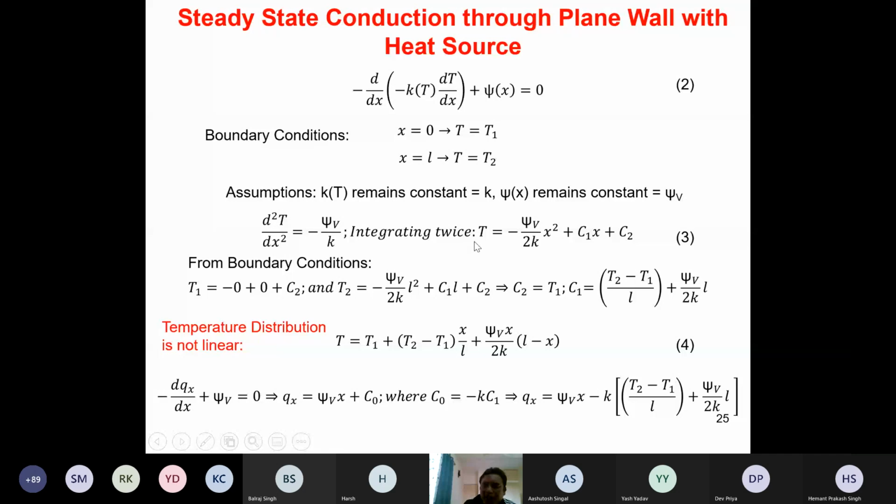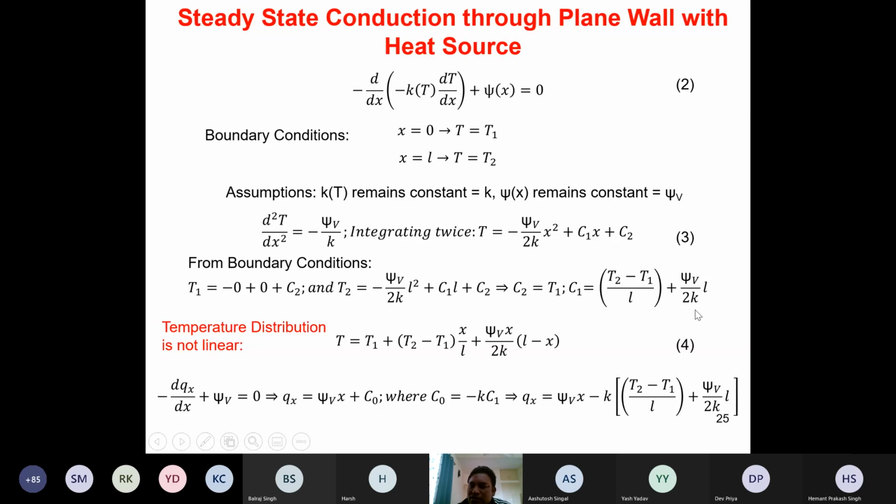By integrating twice, we get T equals minus psi v by 2k x square plus C1 x plus C2. Now we can apply the boundary conditions. From the first boundary condition, at x equals 0, T is T1, so T1 equals just C2. Applying the second boundary condition at x equals L, T is T2. So T2 is minus psi v by 2k L square plus C1 L plus C2, and C2 can be replaced by T1. Rearranging, C1 is obtained as (T2 minus T1) by L plus psi v by 2k L.